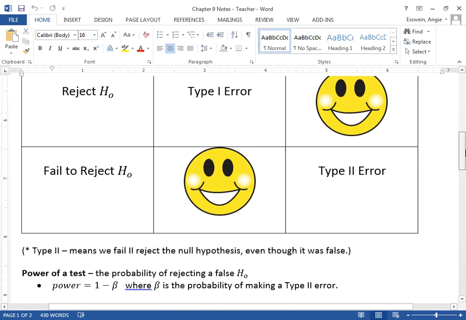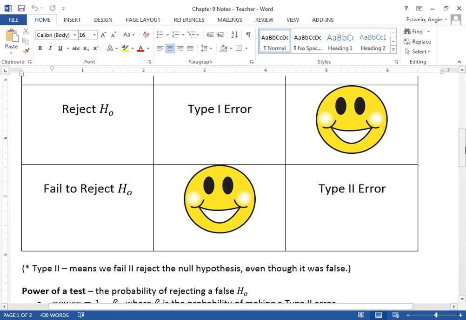So here at the bottom, type 2 means we fail to reject the null hypothesis. That'll help you keep them straight in your mind. Type 1, you reject H naught. Type 2, you fail to reject H naught. Now, keep in mind these errors do not mean you made a mistake. It's just possible that our sample was not reflective of the population due to random chance. It doesn't mean you actually made a mistake, but they're called errors.